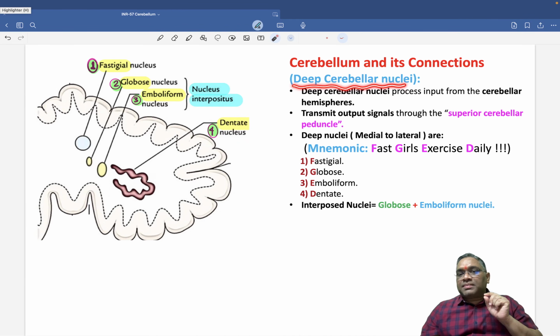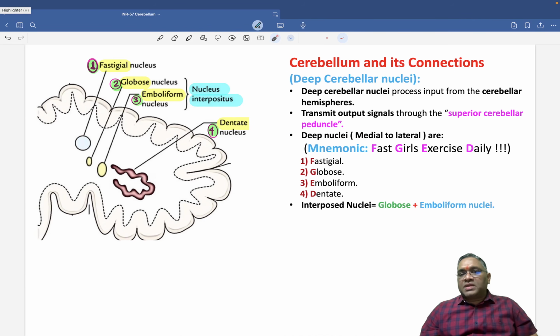So these deep cerebellar nuclei will transport the output signal through the superior cerebellar peduncle. That is what I was telling you. Through that, they will be transporting the signal. And who are the deep nuclei?